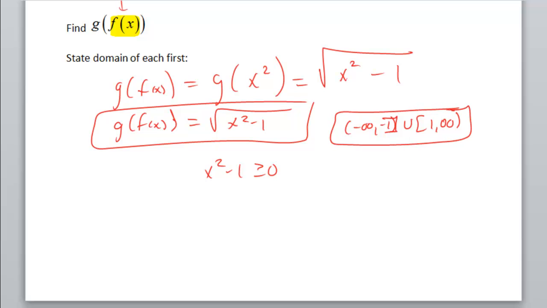This keeps this always positive, because if you choose numbers between -1 and 1, you're going to be subtracting 1 from it, which will be negative. So this was a little tricky to find the domain here. You had to use some other knowledge, but that's the composition of functions with the domain.